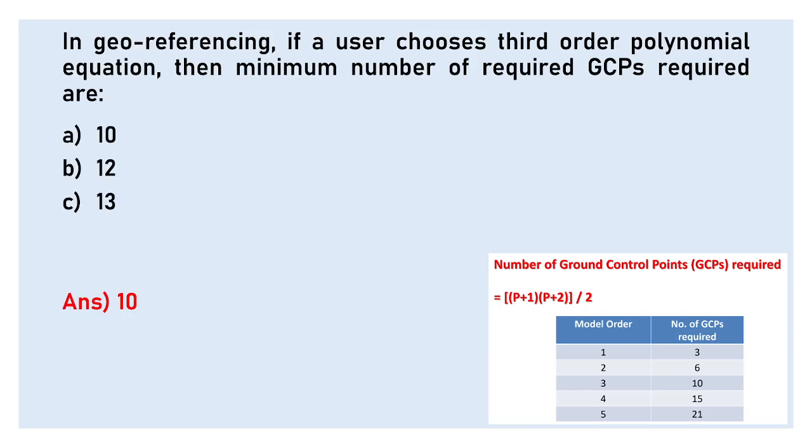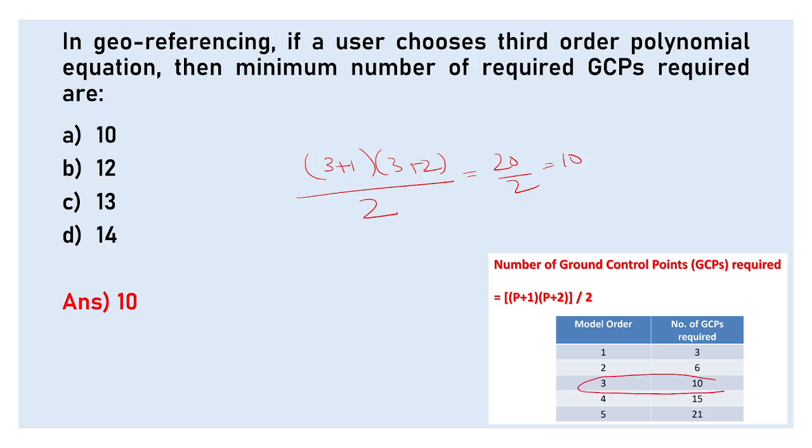Sorry, I think the animation worked the opposite way. Anyway, the answer is 10 because this is the formula that is used: (P plus 1) times (P plus 2) divided by 2. So we have P as 3. So it is 3 plus 1 into 3 plus 2 divided by 2. That is 4 into 5, that is 20. So 20 by 2, which is 10. That is what is given here. So for third order polynomial, the number of GCPs required is 10.